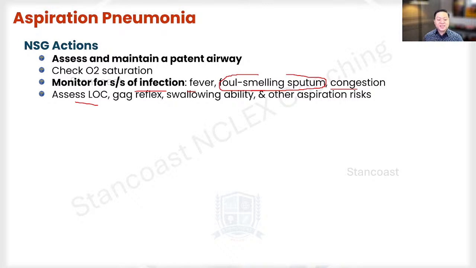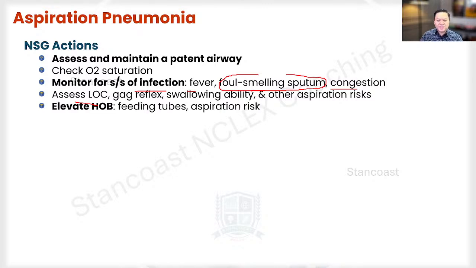Do not give any PO medications or any kind of fluids. No, not a good practice. So always keep in mind the gag reflex diminishing, and this is to really prevent more entry of foreign substances. Okay, now there's also a need for us to elevate the head of the bed.